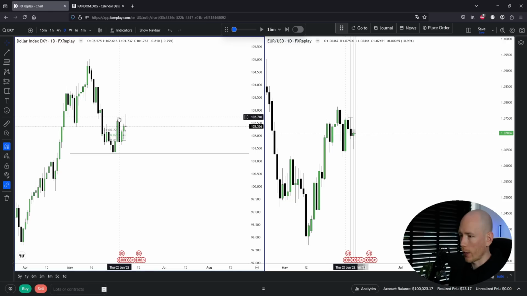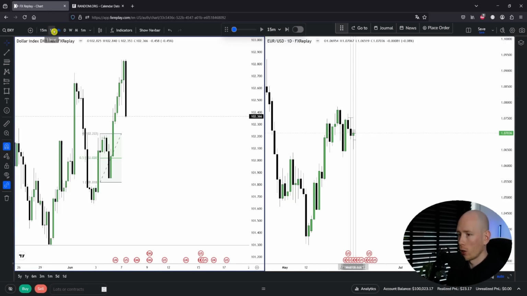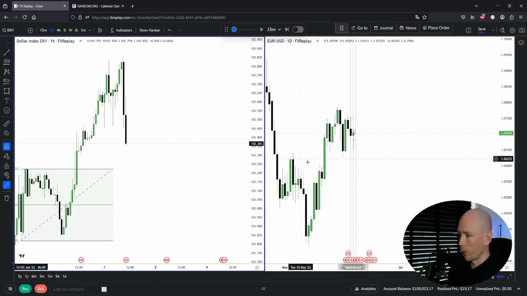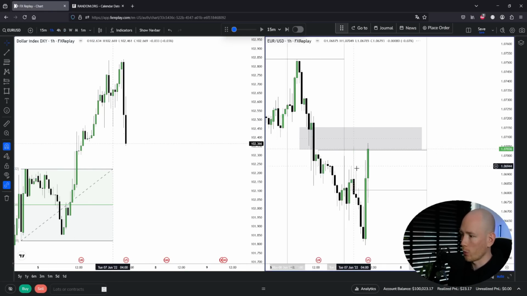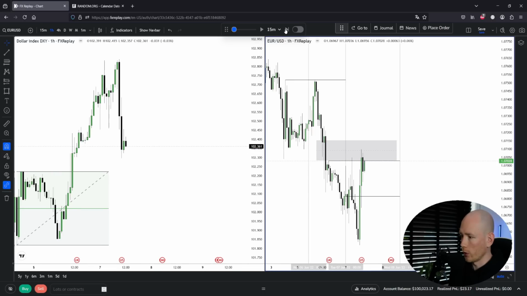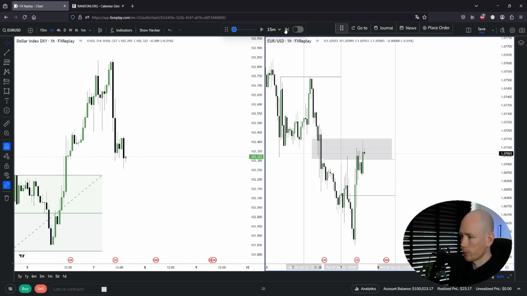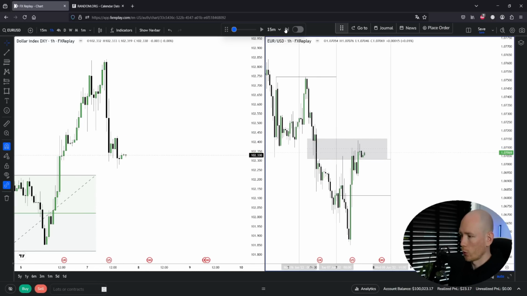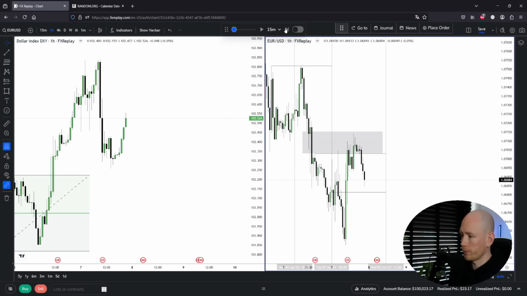We might reject here. Look at the daily over here. We took out the high on DXY, but not the low on EU. So that's actually a good signature for higher prices on EU then. So we're just gonna look for a buy setup then in that occasion, but we're gonna skip this day most likely. Skip ahead a little bit, see what it does. Okay, we're accumulating right now. That's fine.